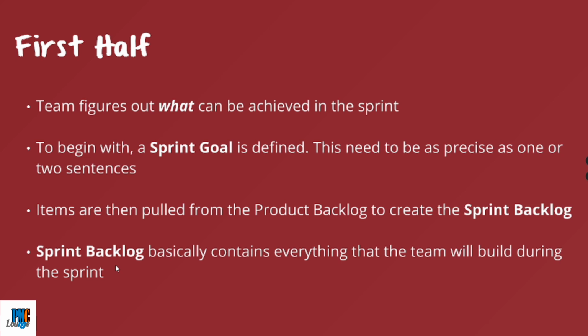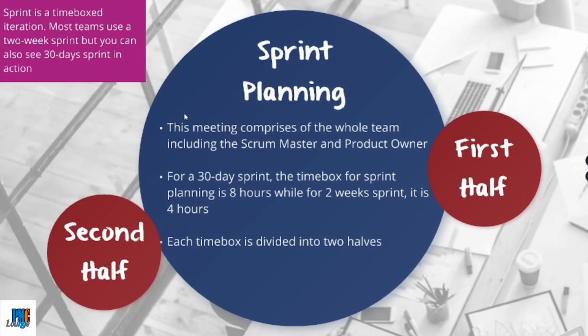So if you have, let's say, a 2 week long sprint, what all the team is going to build in those 2 weeks is going to be part of the sprint backlog. So what can be achieved in the time box of the sprint is what is discussed and figured out in the first half of the sprint planning meeting.